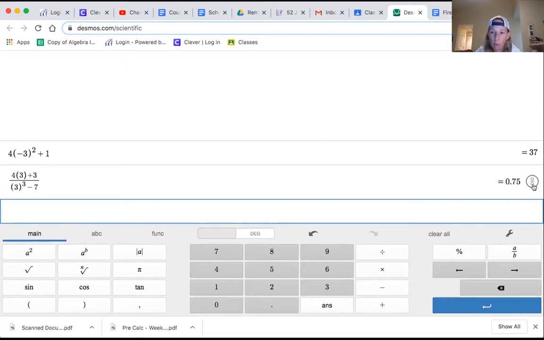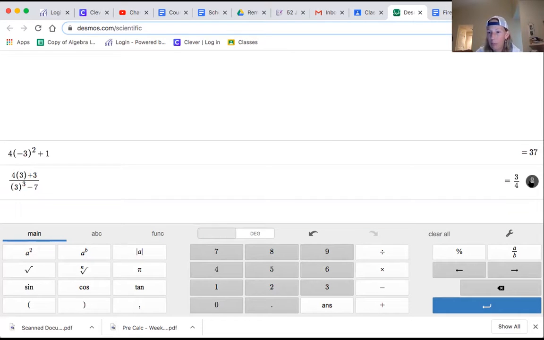Well, some of you might be saying, well, Ms. Smith, you said the answer was 3/4. If you click on this fraction button, it gives it to you in fraction form. If you want it in decimal form, you can click back off of it. This is just like the blue calculators that we have in school. It just takes a little bit more getting used to because you've got to use your mouse to punch in the numbers and stuff. Okay?